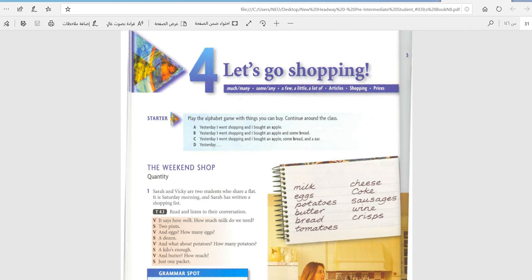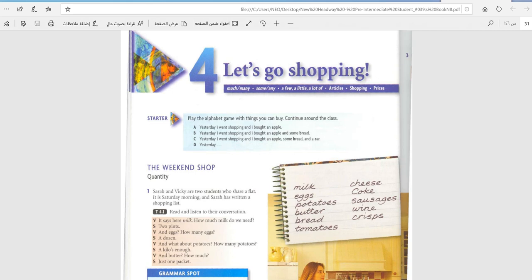Today we are going to start with Unit 4, which is Let's Go Shopping, talking about much and many, some and any, a few, a little, a lot of, articles, shopping, and prices. Today we are going to talk about many things.